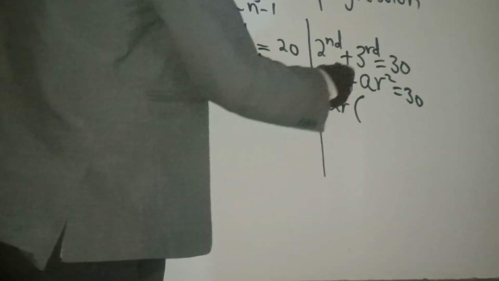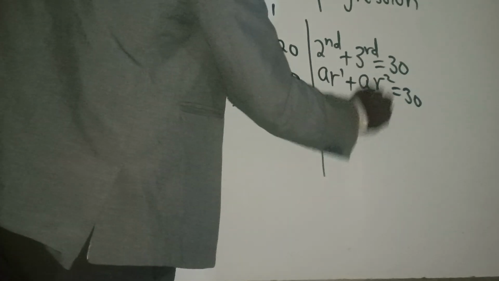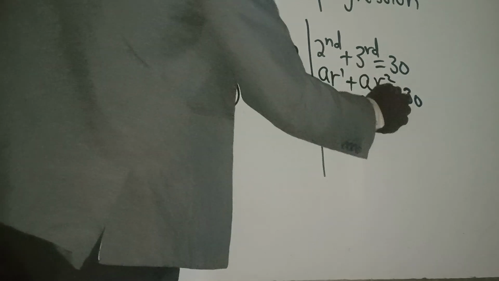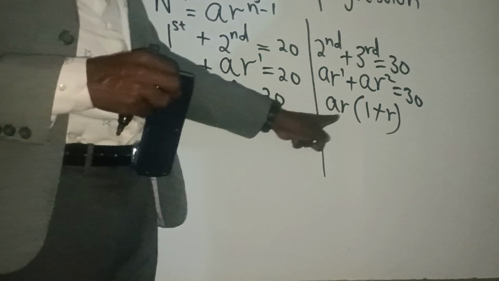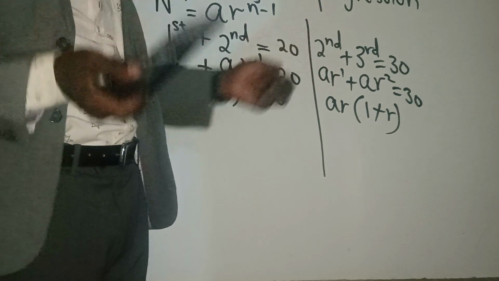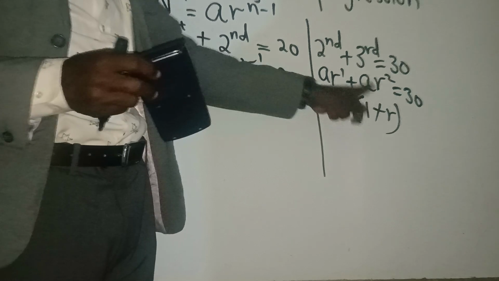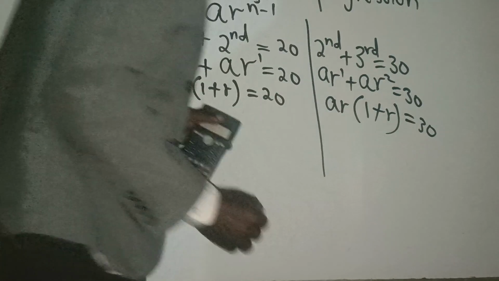On this other hand, I'm going to factorize out AR. So I'll be left with 1, then plus, and A will disappear. I'll be left with R. So when I say AR times 1, I'm going to get AR^1, of course, just AR. AR times R, AR squared. So that must be equal to 30.